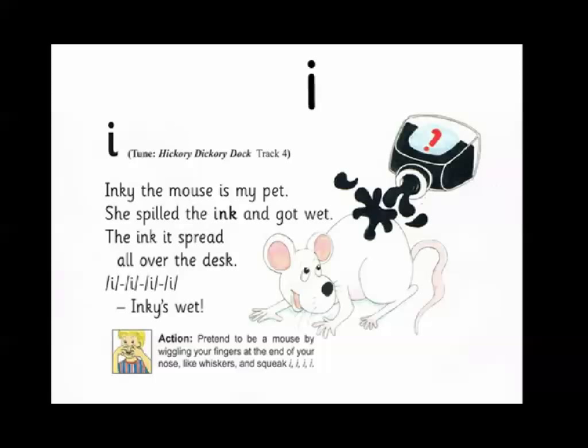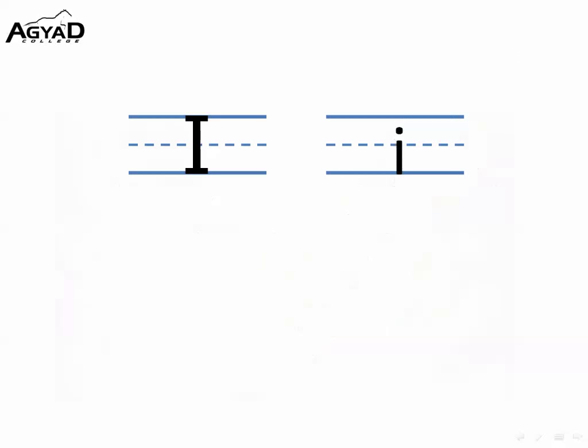Very good. Okay, KG1. So what is this sound? Yes, it's I. What is the sound again? It's I. The name of the letter is I. However, whenever we say it, what sound shall we say? Very good. I. Here is the capital I, the big one, and this is the small i.